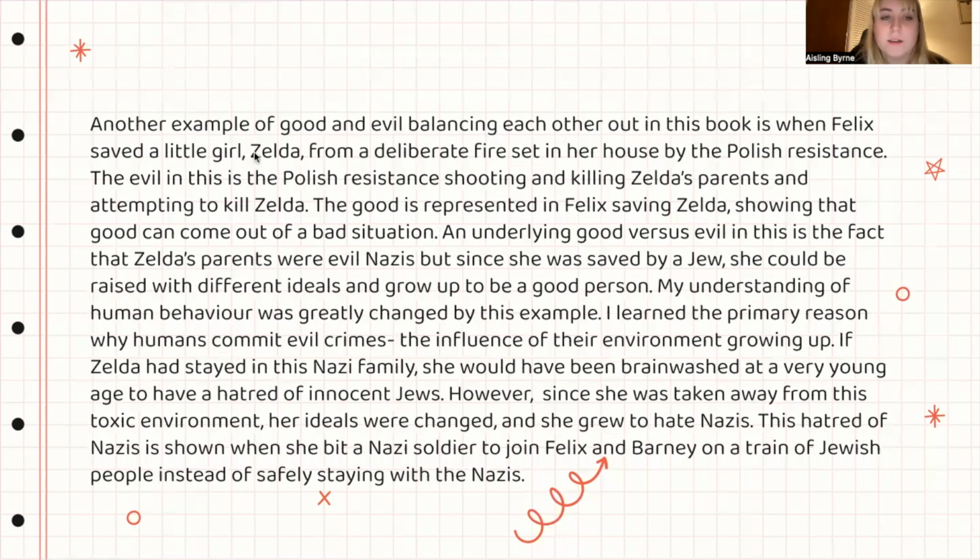Another example of good and evil balancing each other out in this book is when Felix saved a little girl, Zelda, from a deliberate fire set in her house by the Polish resistance. The evil in this is the Polish resistance shooting and killing Zelda's parents and attempting to kill Zelda. The good is represented in Felix saving Zelda, showing that good can come out of a bad situation.